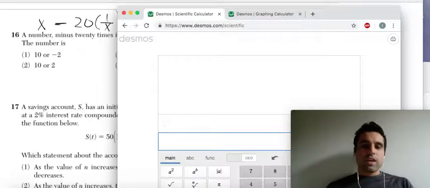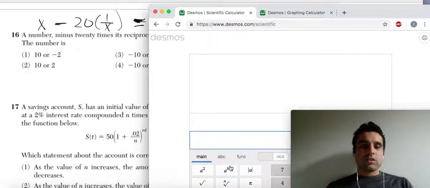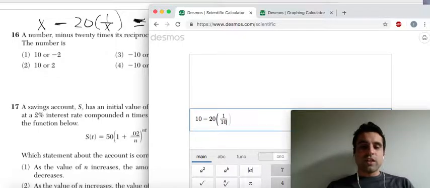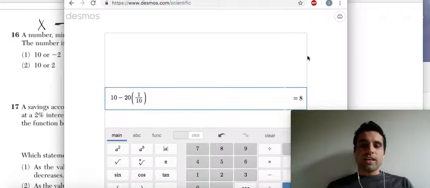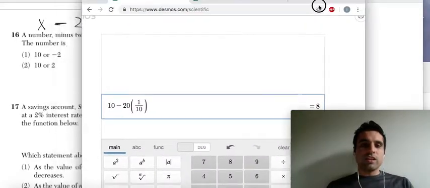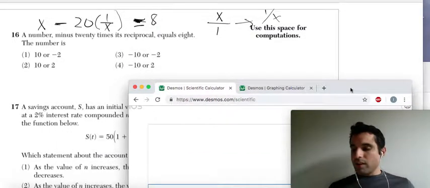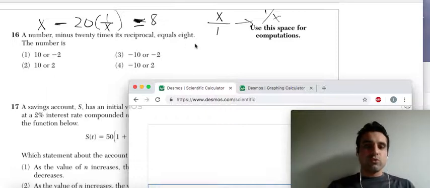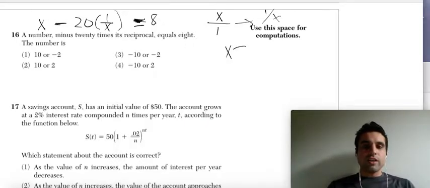So in choice 1, x equals 10, so 10 minus 20 times 1 over 10. I'll substitute right there. I end up getting 8 if you see right here. So x equals 10 is a solution. So I'm going to write that part down. Doesn't mean our answer is choice 1. So we know one of our answers is x equals 10. These two don't have that as an option, so we're down to 50-50.